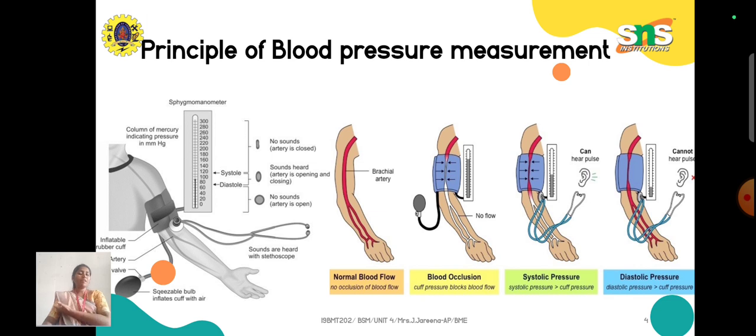Whatever reading you get with the help of the brachial artery is always related to the arteries and blood vessels of your heart. That is the reason we have focused on the brachial artery compared to other arteries. Also, the brachial artery is one of the large arteries you can see in your upper arm, so that is the reason we are focusing on it.